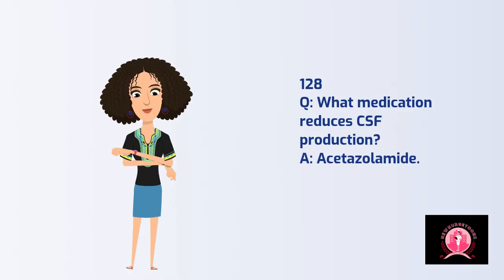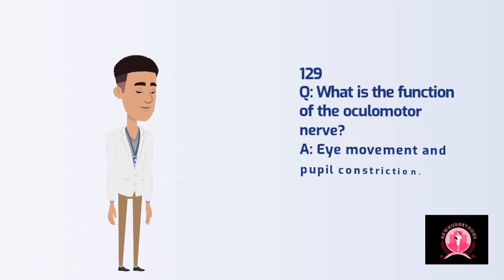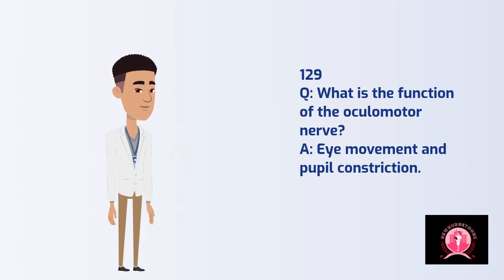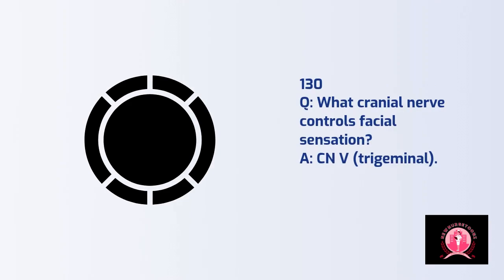128Q. What medication reduces CSF production? A. Acetazolamide. 129Q. What is the function of the oculomotor nerve? A. Eye movement and pupil constriction. 130Q. What cranial nerve controls facial sensation? A. CN V, trigeminal.